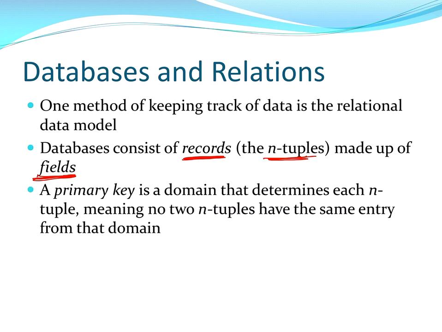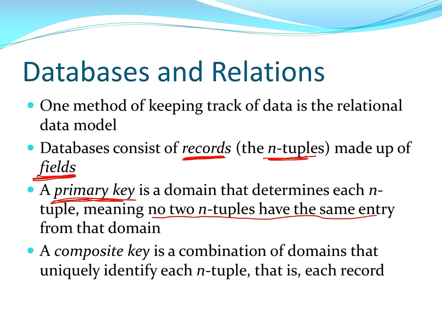Now, we have to be able to keep track of them because elements of sets are unique. So in order to find them, we typically have some kind of key. We call a primary key one that is unique to every record, or every n-tuple. No 2 n-tuples have the same entry. If you don't have a primary key or need another way of identifying it, you can have what is known as a composite key, such that it's a combination of domains that is unique to each n-tuple or record.